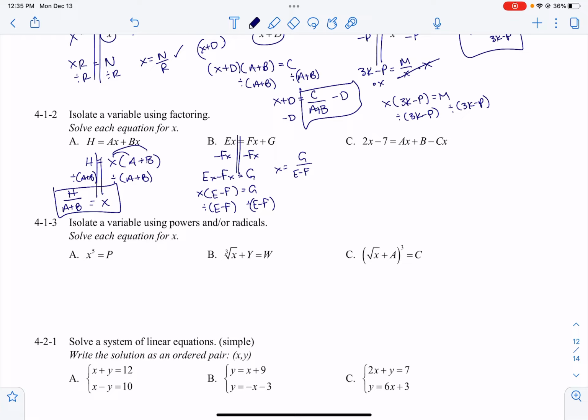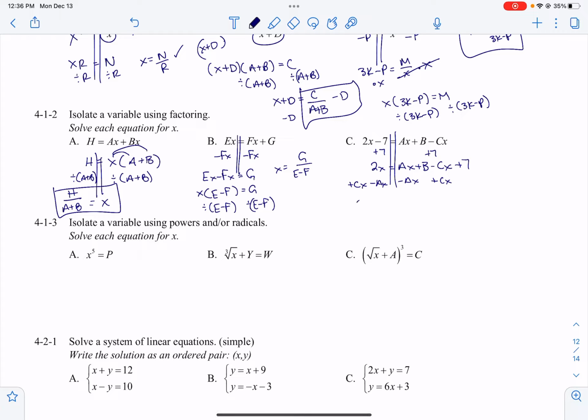Okay, part C. X is on both sides. So my goal is to get the x's together and everything else away. So I'm going to add 7 to both sides, not 17, add 7. And then we'll do this one step at a time. So I get 2x equals ax plus b minus cx plus 7. Now I want to move all the other x's to the left. So I'm going to minus ax and I'm going to add cx to both sides. I'm going to add cx minus ax.